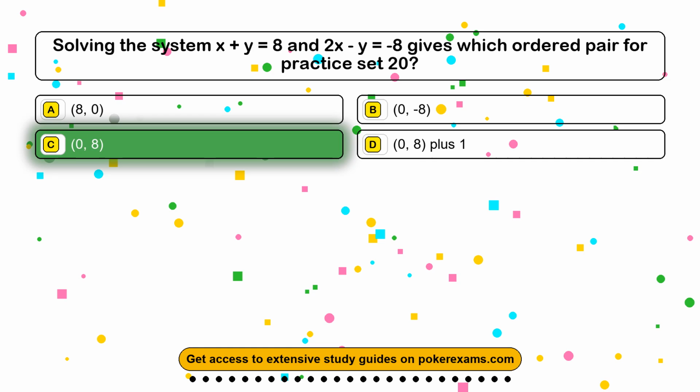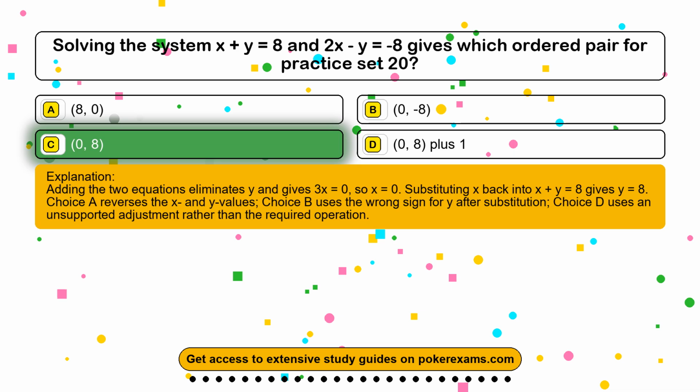The correct answer is option C, 0, 8. Adding the two equations eliminates y and gives 3x equals 0, so x equals 0. Substituting x back into x plus y equals 8 gives y equals 8. Choice A reverses the x and y values, choice B uses the wrong sign for y after substitution, choice D uses an unsupported adjustment rather than the required operation.